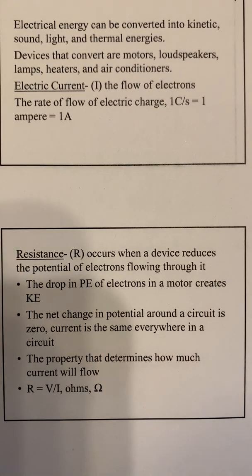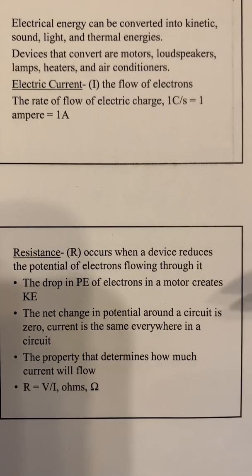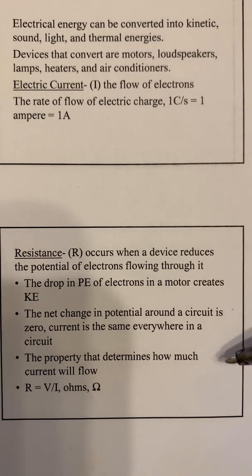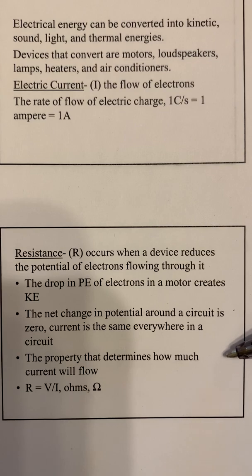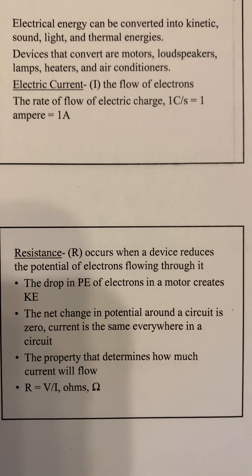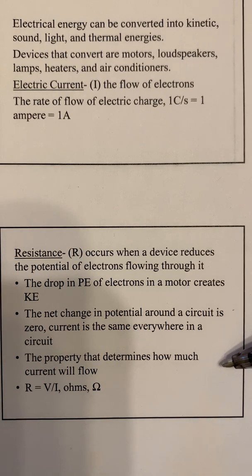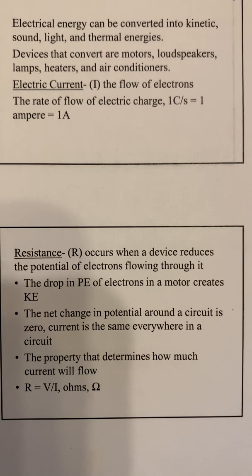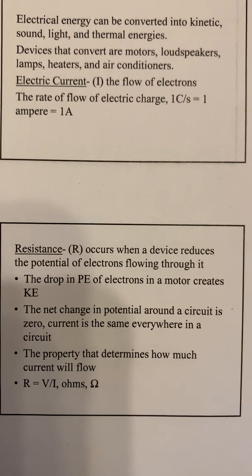Resistance. Resistance occurs when a device reduces the potential of electrons flowing through it. The drop of potential energy of electrons in a motor creates kinetic energy. The net change in potential around a circuit is zero. The current is the same everywhere in a circuit. Once again, when we start doing circuits, you'll understand this better. Some of you have already done it in Mr. McNeil's classes. The property that determines how much current will flow, R is equal to V over I, and it's measured in ohms.